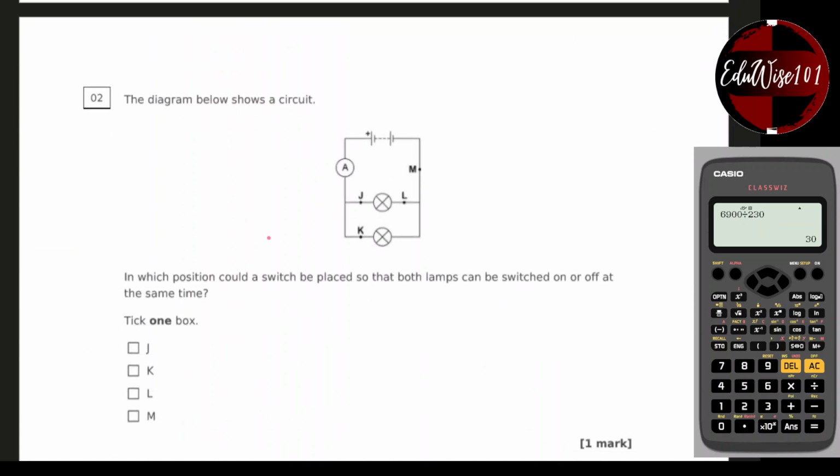The diagram below shows a circuit. In which position should a switch be placed so that both lamps can be switched on or off at the same time? J and L will only switch off this first lamp. K will switch off the second lamp. M controls the current to both the lamps. So the current goes through the ammeter, splits up in the junction, joins up. If you break the circuit there with a switch, then that will stop the current going through the circuit. So that's M.